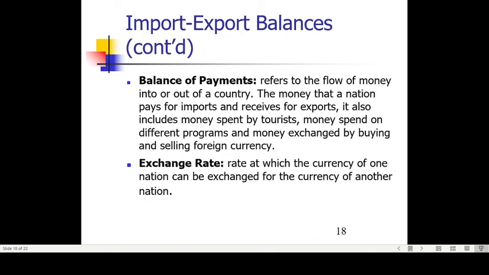Exchange rate naman, no? The rate at which the currency of one nation can be exchanged for the currency of another nation. So, yung palitan ng peso versus dollar, this is exchange rate. So, sa balance of payments, dapat daw mas mataas yung nare-receive nating dollar kaysa yung ibinabayad natin. Alam niyo ba kung bakit? Kasi the more na nakareceive tayo ng maraming pera galing sa ibang bansa, marami tayong pambayad para sa mga utang natin. Yung value ng piso, mas tumataas kaysa sa value ng dollar, mas bumababa.